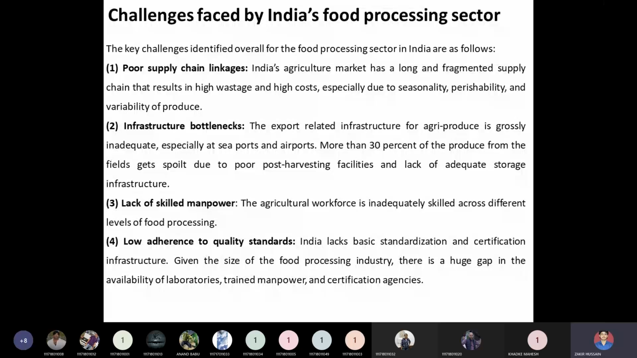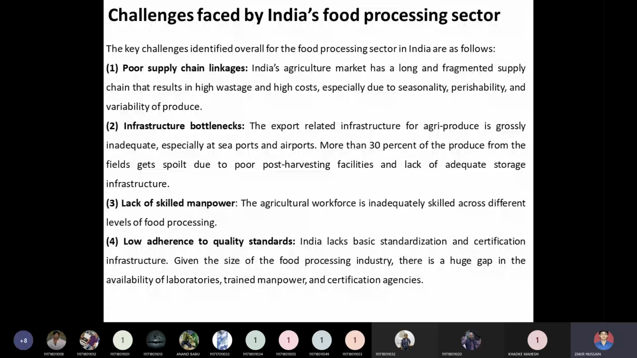India's agricultural market has a long and fragmented supply chain that results in high wastage and high cost, especially due to seasonality, perishability, and variability of produce. There are a lot of seasonal fruits out there, but for preservation of seasonal fruits, we don't have the high technology to preserve them, and we are also lagging behind in supply chain management.